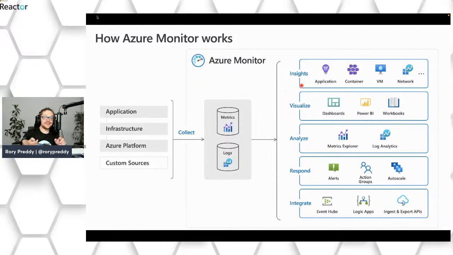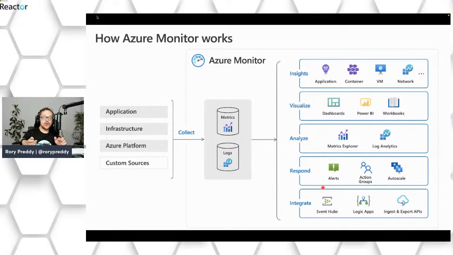So first, you're going to get insights. And your insights, we saw it in the previous slide: application insights, container insights, VM insights, and network insights. This gives you a nice view of exactly what's happening using those metrics and logs. Then you're going to visualize those insights with dashboards, the custom dashboards you get with Application Insights, Power BI, and workbooks, your runbooks. You're going to analyze that using Metrics Explorer, which gives you analysis views, and Log Analytics, which gives you KQL queries, kind of like SQL queries for your logs and your metrics.